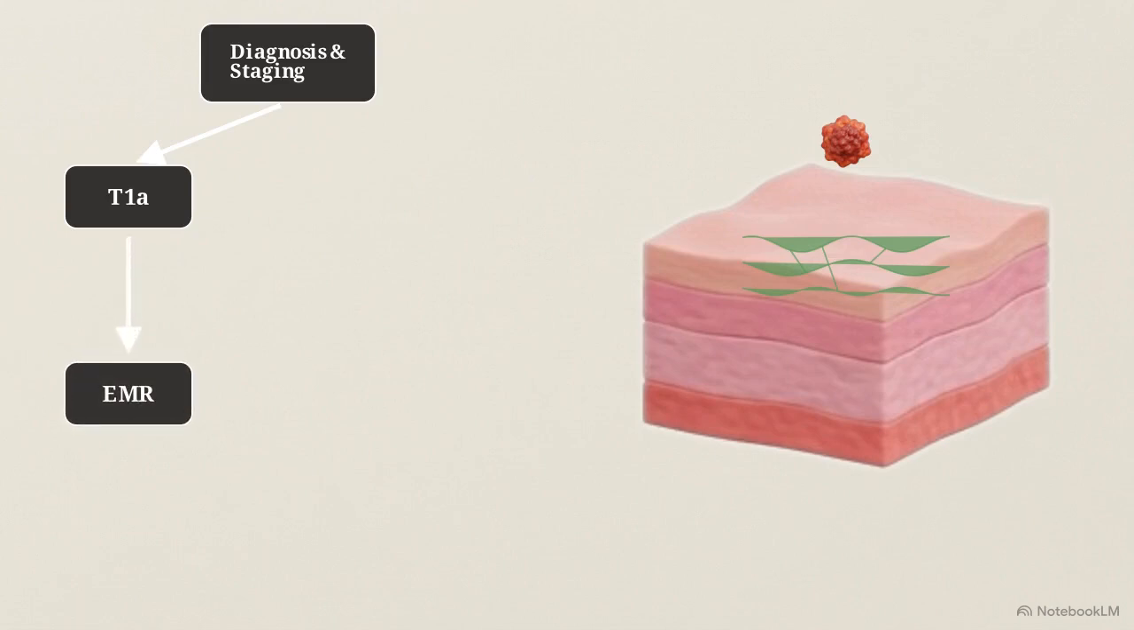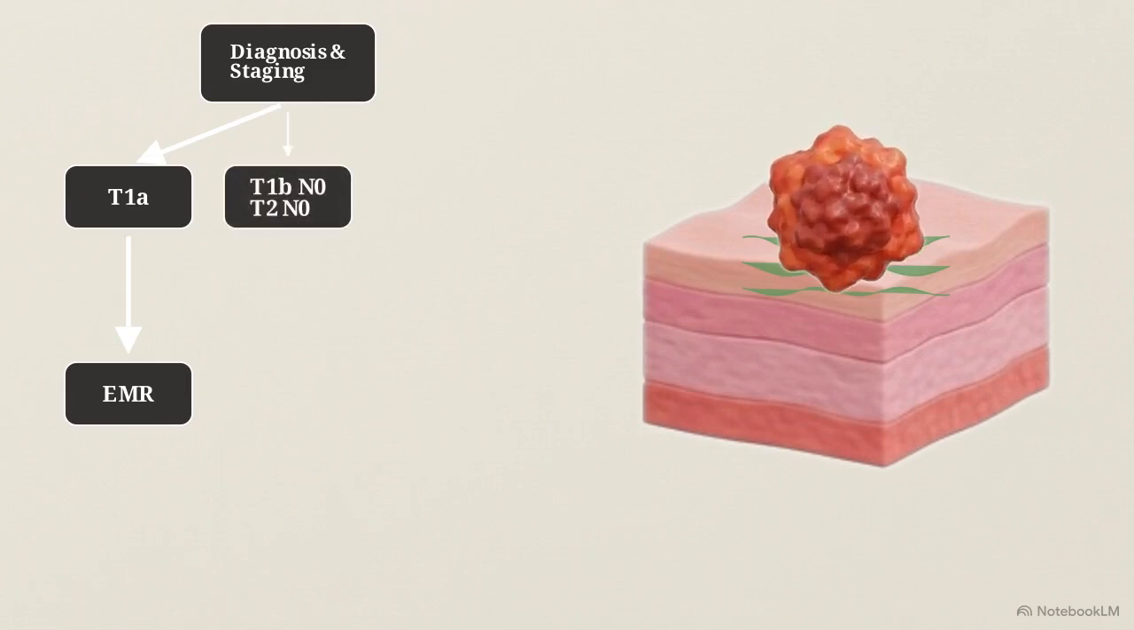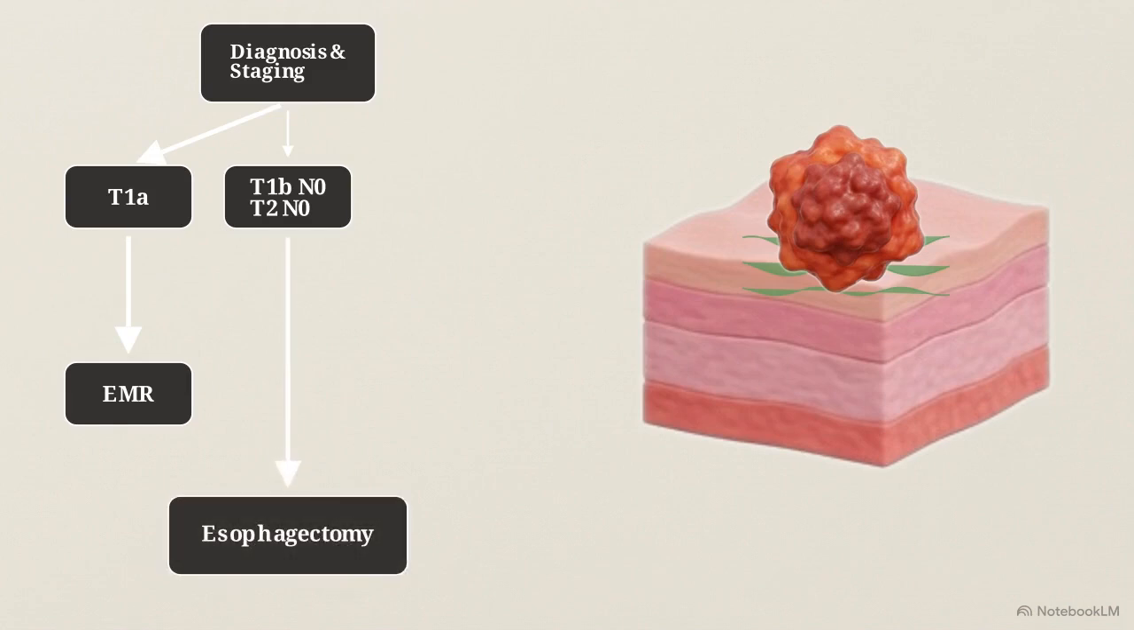The clinical calculus shifts entirely for T1B and T2 tumors without nodal involvement. Because these tumors invade the submucosa or deeper, the risk of hidden lymphatic spread increases dramatically. Endoscopy is no longer sufficient. The standard of care requires a full esophagectomy.